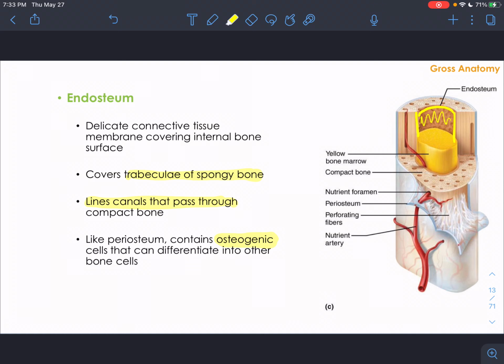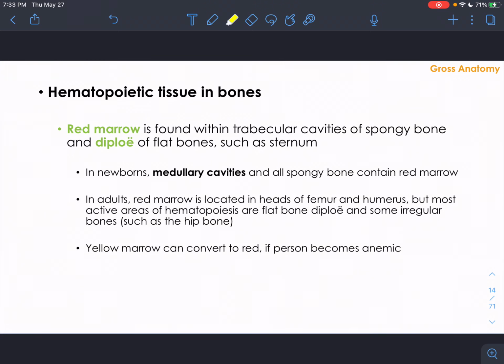So those are the membranes of the bones. And then we can also talk about the hematopoietic tissues in bones, which are the tissues that are making blood. Okay, so red bone marrow is found within the trabecular cavities of spongy bone and the diploe of the flat bones, which have the trabecular cavities as well, such as your sternum.